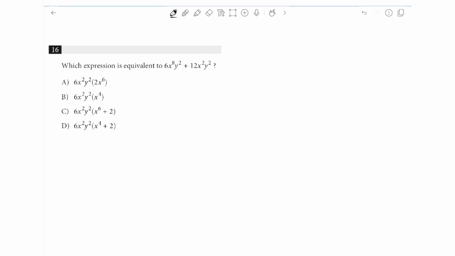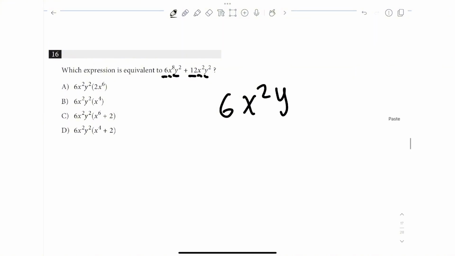Question number 16 is asking us to factor out the greatest common factor out of these here. This one has a 6, this one has a 12. They're both divisible by 6, but they're not both divisible by 12. So we're going to pull out a 6. All of these have x's and y's, but they have different amounts. So we can't pull out x to the power of 8 because over here we only have x squared. So the greatest thing we can pull out is x squared. Both of these have y squared, so we're just going to pull out y squared.